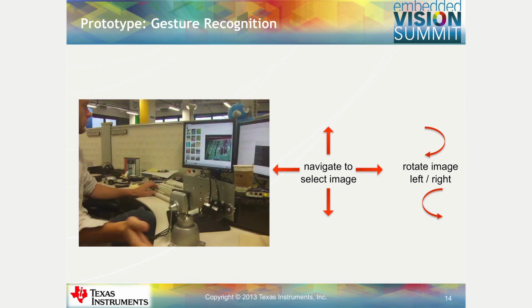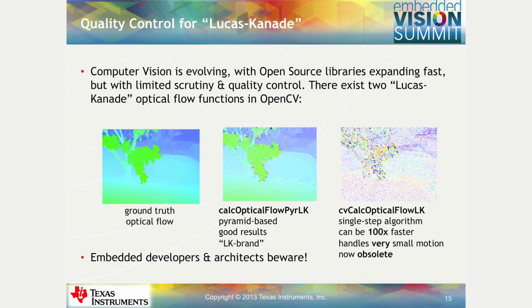Before I conclude, I want to say a word or two about what I call quality control for Lucas-Kanade. Now, computer vision, as you have seen this morning, is expanding very, very fast. There's a lot of new resources, new open source libraries that are expanding at a rate that might be actually infeasible to even follow up with. Perhaps an example of that is that in OpenCV, if you dig in, you'll find 2 functions that are labeled Lucas-Kanade.